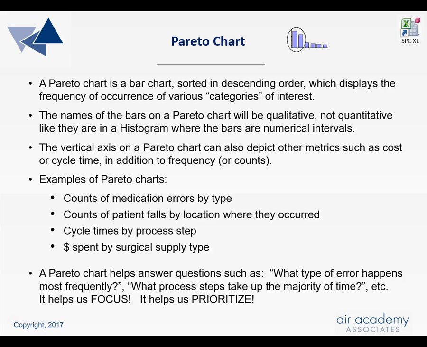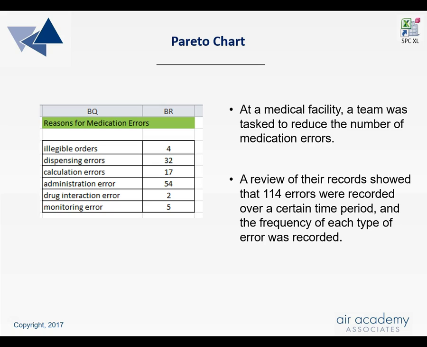A Pareto chart helps us answer questions such as, what type of error happens most frequently? What process steps take up the majority of time? What a Pareto chart does is helps us focus. It helps us prioritize. And that alliterative effect, prioritize and Pareto, go hand in glove together. So just remember the PP connection. We use a Pareto chart to help us prioritize.